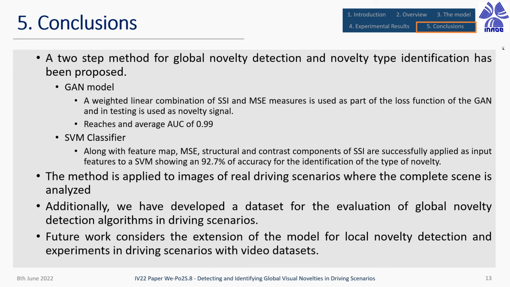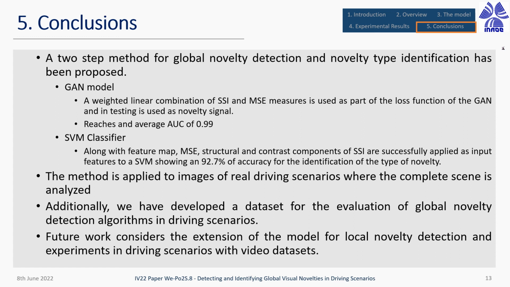As a conclusion, a two-step method for global novelty detection and novelty type identification has been proposed. We use a GAN model in order to detect novelty instances. A weighted linear combination of a structural similarity index and mean square measures is used as part of the loss function of the GAN model, and in testing is used as a novelty signal. This model reaches an average AUC of 0.99.